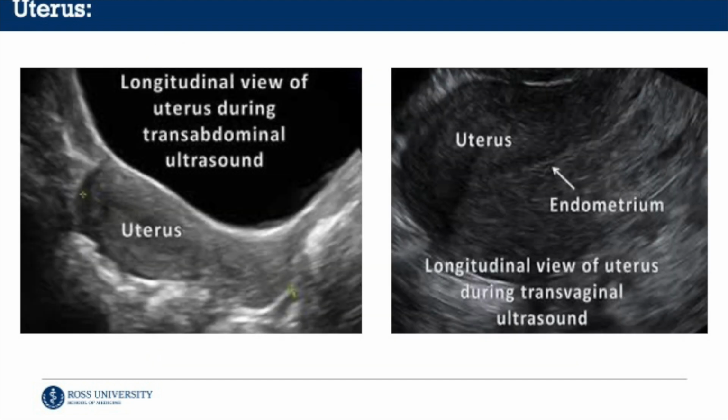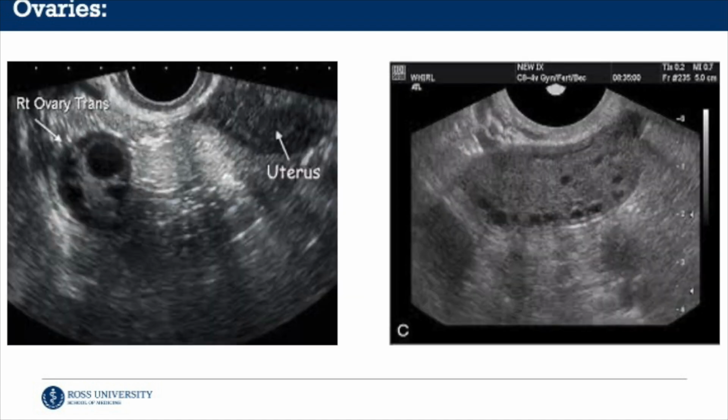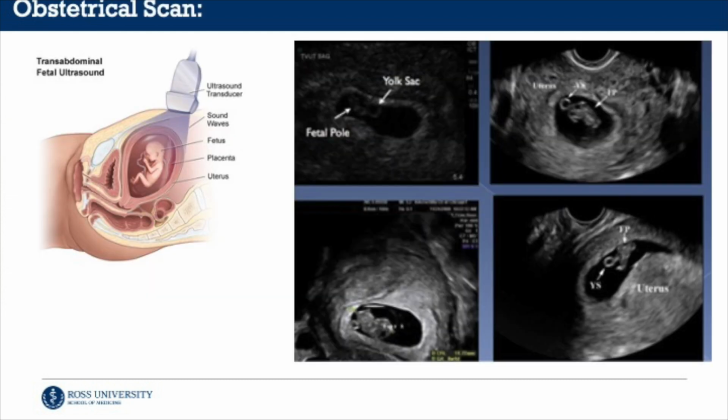Next, we have a longitudinal view of the uterus during a transabdominal ultrasound, visualized in the image on the left. In the image on the right, we have a longitudinal view of the uterus during a transvaginal ultrasound, which allows you to get a different section, visualizing the endometrium. Ovarian follicles are fluid-filled structures, which make them very easily visualized on an ultrasound scan. And on this slide, we have an obstetrical scan, and you can see the yolk sac, the fetal pole, within the uterus.